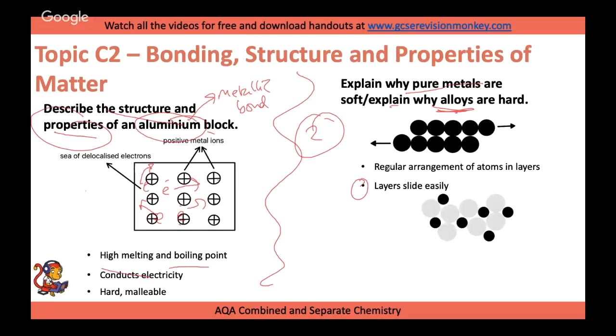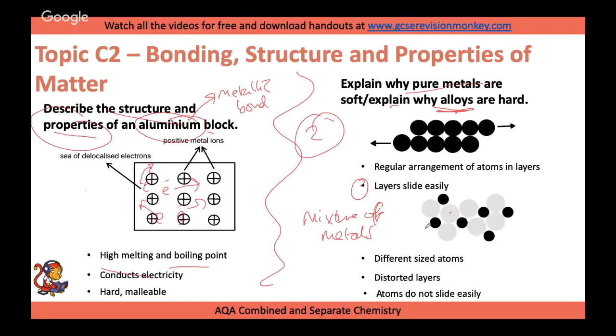However, if you have an alloy, it will look a little something like this. And this is different sized atoms because an alloy is a mixture of metals, or it could be a metal and a non-metal, like steel is made out of iron and carbon. So you have different size atoms that distorts the layers. It doesn't allow them to lay regular, and therefore the atoms don't slide easily. So if you were to hit this one with a hammer, the atoms would slide and you could change shape. But if you were to hit this one with a hammer, it would be a lot harder.